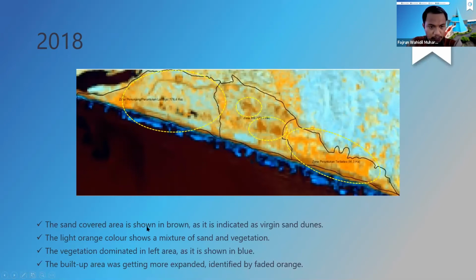So the sand covered area is shown in brown only in this spot, two circles in the middle, while other areas of the sand dune have changed into another land use. There are many land uses in this area.